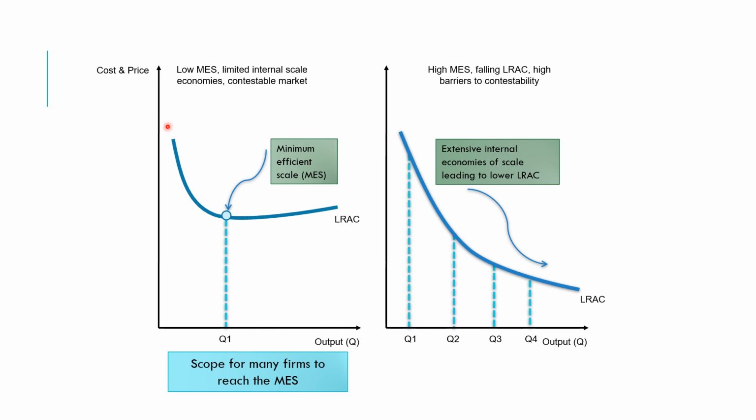For many businesses, it's possible to reach the minimum efficient scale. So that, for example, here this business only has to reach the output of Q1, and then average costs start to rise. For some businesses, however, average costs keep on falling, regardless of the size of the output. So there might be extensive economies of scale.